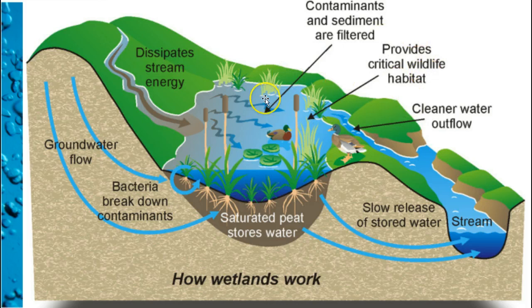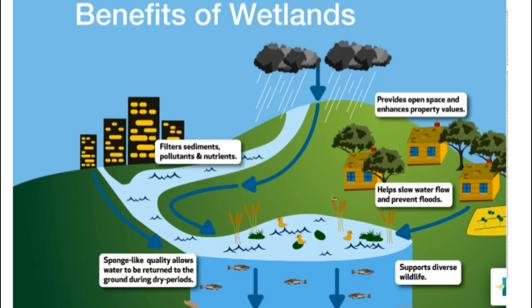Lots of organisms breed in these areas. This slow decomposition process of all those nutrients coming in creates really nutrient-rich soil, so it's a really productive ecosystem. And then the water that comes out of a wetland is much, much cleaner, and it can then be released back into a stream or into an estuary as a much more pure source of water.